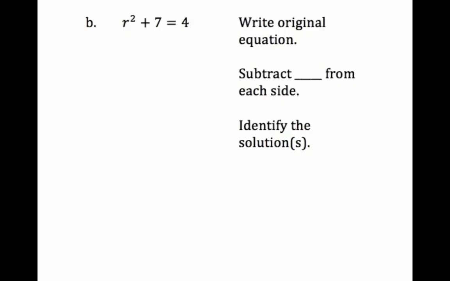Okay. r squared plus 7 equals 4. Write the original equation. Already done.